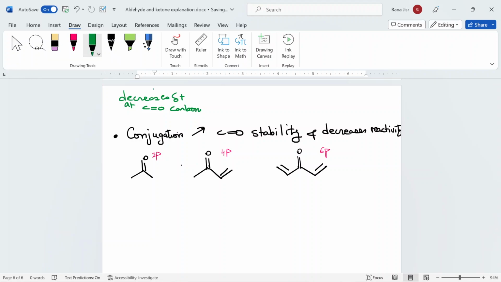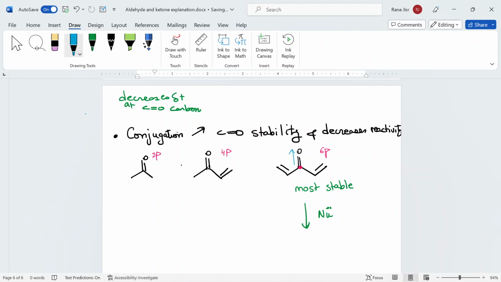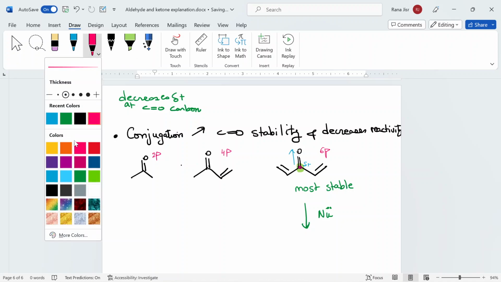So the more p orbitals in there, the more conjugated the system is. So the system is going to be most stable. Let's say, for example, if I have a nucleophile in there that I want to attack. This is going to be the direction of polarization in there where the oxygen pulls electrons away from the carbon, making the carbon partial positive. So always figure out where your electrophilic site is, so that the nucleophile will come and attack that electrophilic site.